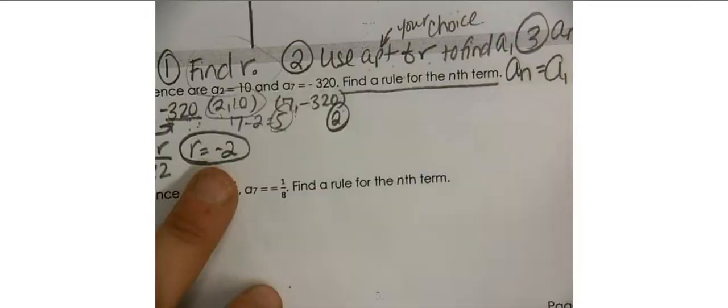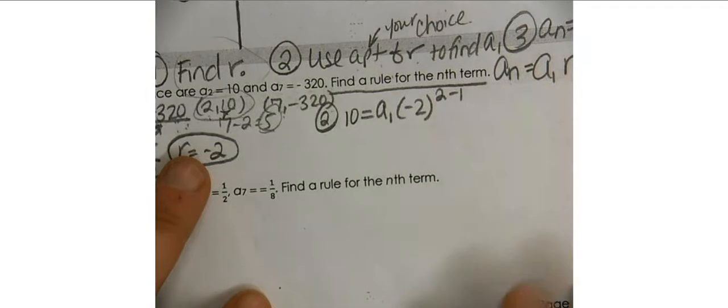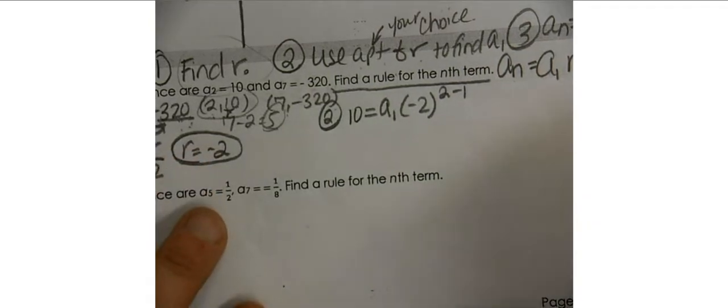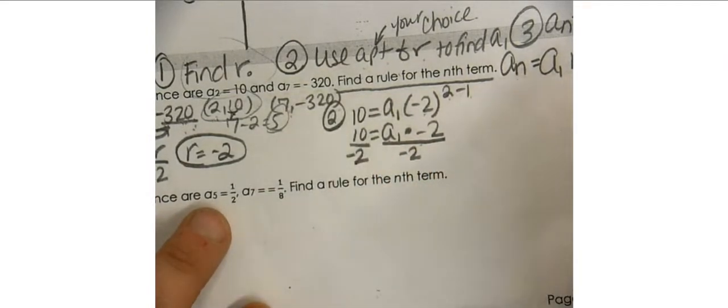So I'm going to write a sub n, in this case is going to be 10, because I'm using the (2, 10) ordered pair. So I'm going to write 10 is equal to a sub 1 times -2 raised to the term position, 2, minus 1 power. And I'm going to solve for a sub 1. So I have 10 is equal to a sub 1. And then we have 2 minus 1 is 1, and -2 to the first power is -2. So we have a sub 1 times -2. In order to get rid of multiplication, I'm going to divide both sides by -2, and I find that -5 is equal to a sub 1.